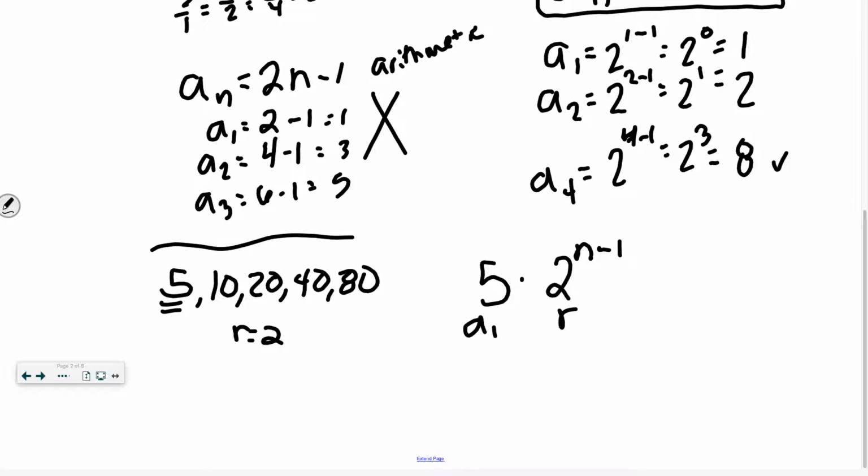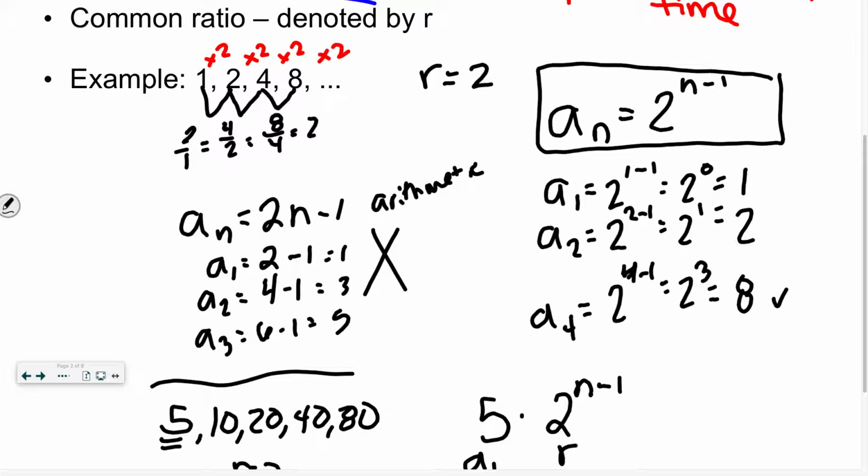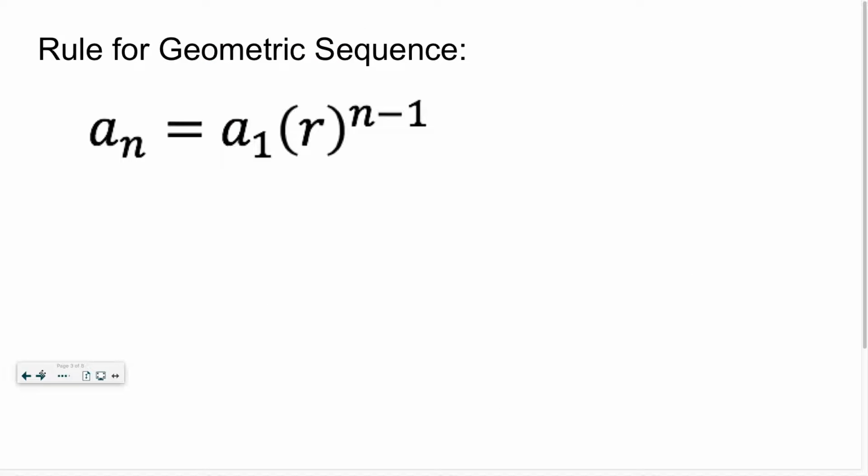A lot of groups, as I was walking around the room, didn't have the 1 in front, but this could really be written as a sub n equals 1 times 2 to the n minus 1. It's going to be the same thing because anything times 1 is just itself. But there's your a sub 1 and your r. So yeah, you guys got it. That's the formula for a geometric sequence. Write this down.